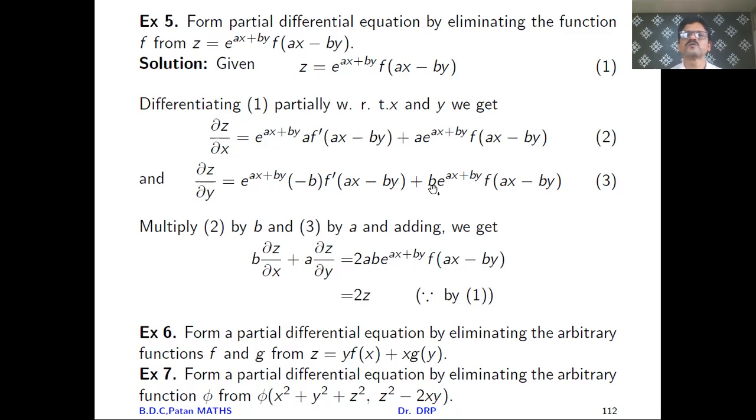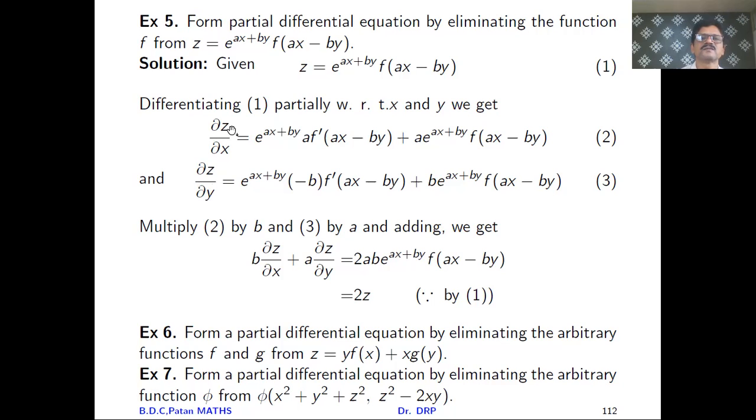So if you observe, friends, we have a here in this expression as well as in this expression. We have b here in this expression, but this has a negative sign and this has a positive sign. So if you multiply this by b and this by a, and take the addition of these two terms, these two terms get cancelled to each other. That's why you multiply this equation 2 by b and this equation 3 by a and take the addition.